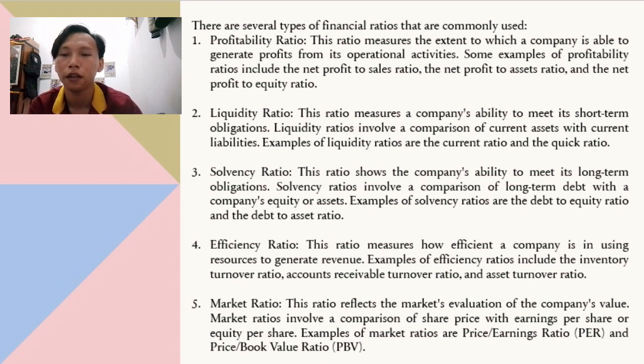4. Efficiency ratio. This ratio measures how efficient a company is in using resources to generate revenue. Examples of efficiency ratio include the inventory turnover ratio, account receivable turnover ratio, and asset turnover ratio. 5. Market ratio. This ratio reflects the market evaluation of the company value. Market ratio involves a comparison of share price with earnings per share of equity per share. Example of market ratio are price earning ratio and price book value ratio.